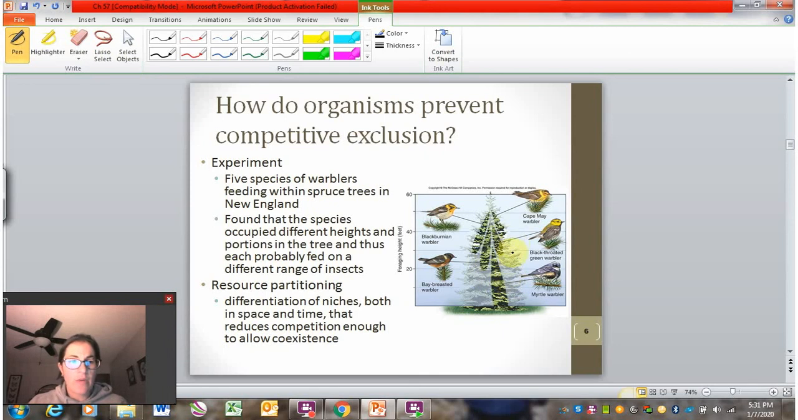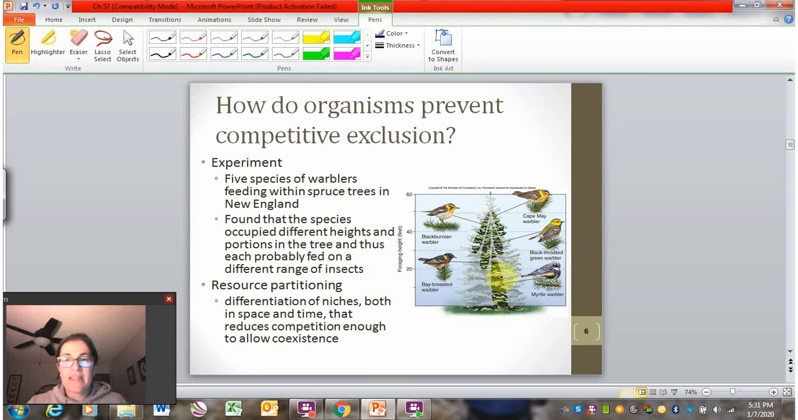And so you might think, well, how could they possibly do that if they're all getting their resources from this tree? And what the researchers found was that each one of the bird species occupied a slightly different height and portion of the tree, as illustrated here. So, for example, the myrtle warbler is occupying the lower reaches and interior parts of the tree, whereas the Cape May warbler is utilizing a higher area of the tree. And so this allowed them to feed on a different range of insects.